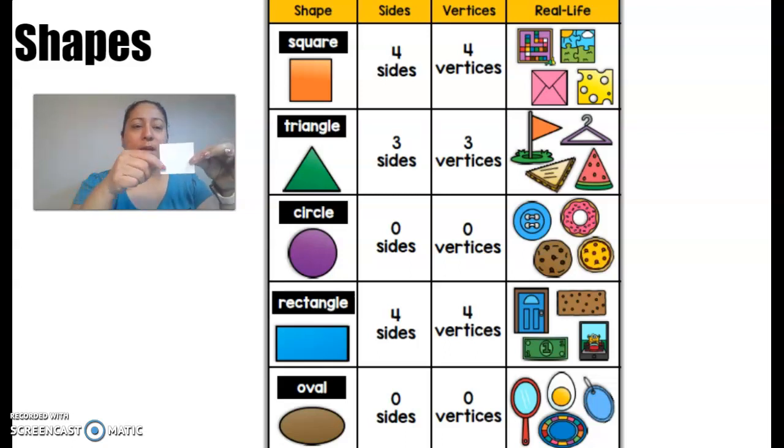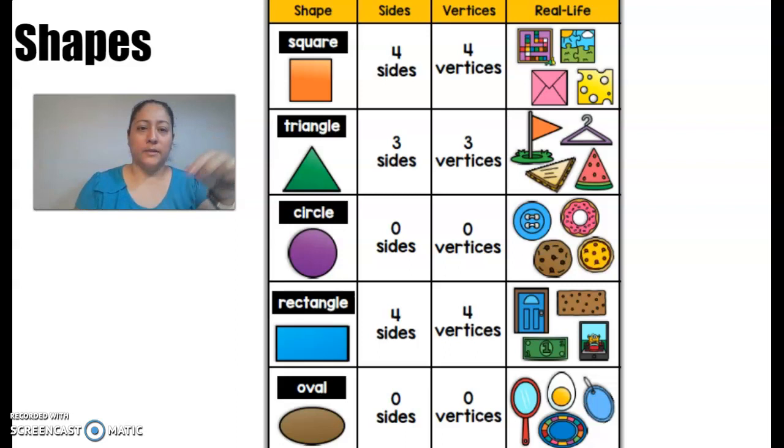So this shape right here is a what? It's a square, right? And so we're going to count the sides. This is the side. 1, 2, 3, and 4. It has 4 sides. Now we're going to count the vertices or the points. So it's 1, 2, 3, and 4. Okay, so that's a square.